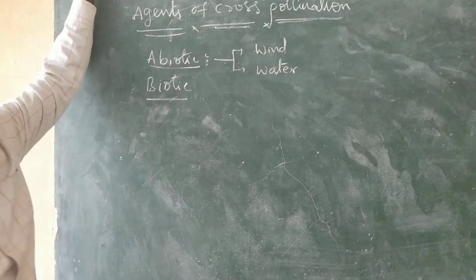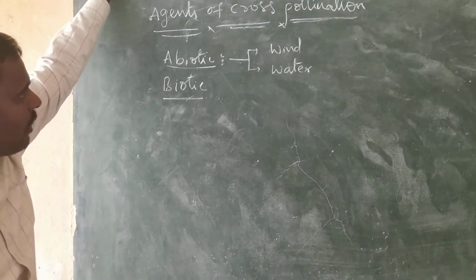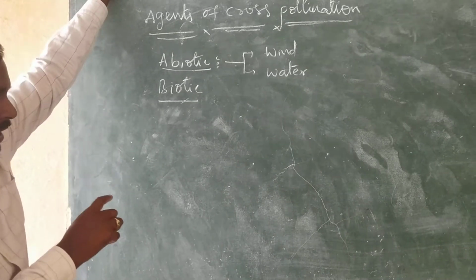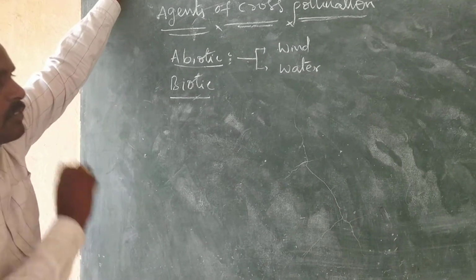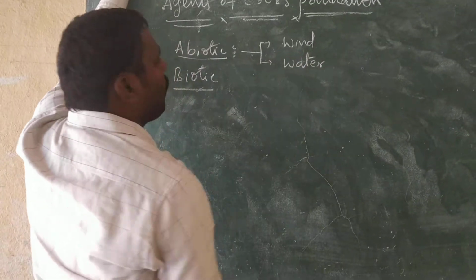What are abiotic agents? The pollinating agents which do not have life, those are called abiotic agents. There are two types of abiotic agents. The first one is wind and the second one is water.